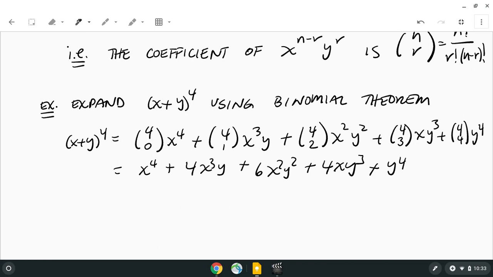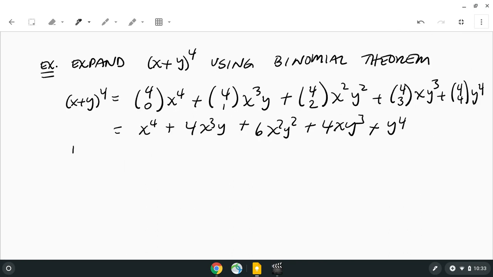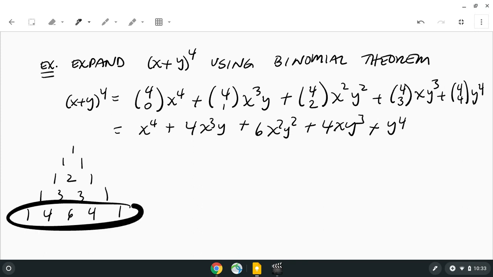Okay, so you get the same answer as if you were to use Pascal's triangle. We did 4th power, so this is the row we would want. And we can see those are the coefficients. 1, 4, 6, 4, 1. Okay, so this is just another way to find the coefficients of a binomial expansion.